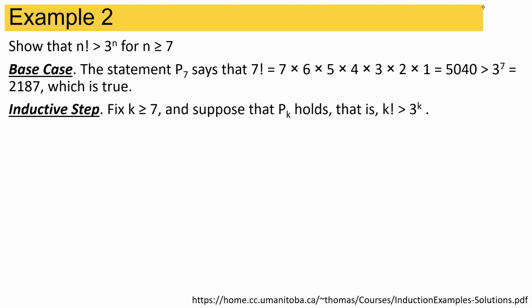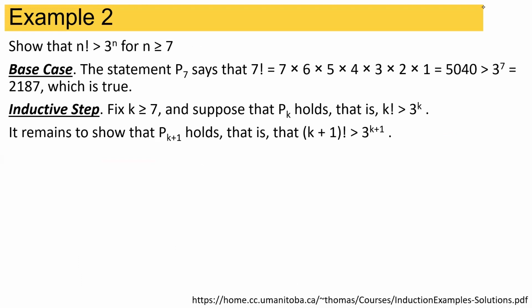Now when we look at the induction step, for k greater than or equal to 7, we suppose that Pk holds, that is k factorial is greater than 3 power k. And now we need to show that Pk plus 1 holds, that is k plus 1 factorial is greater than 3 power k plus 1. So we can write k plus 1 factorial as k plus 1 times k factorial. And from the hypothesis, we can replace k factorial by 3 power k, and we get that k plus 1 factorial is greater than k plus 1 times 3 power k.